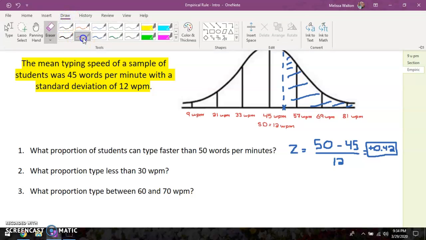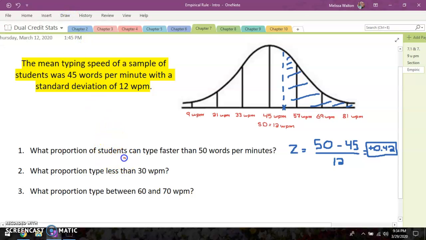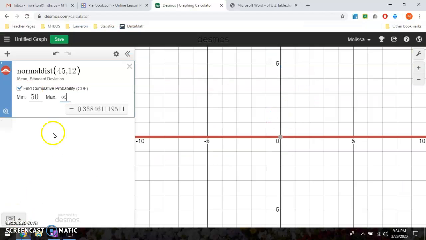So this proportion for number one is 0.338. All right, and that was just kind of our eyeball guess, was somewhere in between 40 and 30. And sure enough, that is right at 34. So real quick recap. I was looking at 50. I want to know what is the probability from 50 on. Use Desmos, hey, from 50 to infinity.